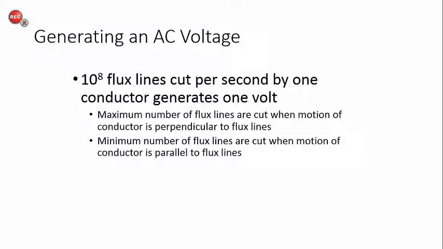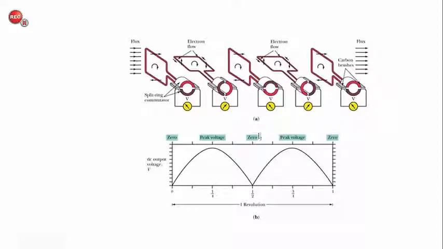And so if you imagine a conductor that was bent into a coil and was rotating in a magnetic field, the maximum number of flux lines are cut when the motion of the conductor is perpendicular to the flux lines. So when that coil is rotating in a magnetic field, sometimes those conductors are rotating perpendicularly to the flux lines, and sometimes they're rotating and they're parallel to those flux lines. When they're parallel to the flux lines, none of the flux lines are actually being cut by the conductor, and so therefore there will be 0 volts induced across that conductor if the conductor is moving parallel to the flux lines. And so this is what we mean by that.